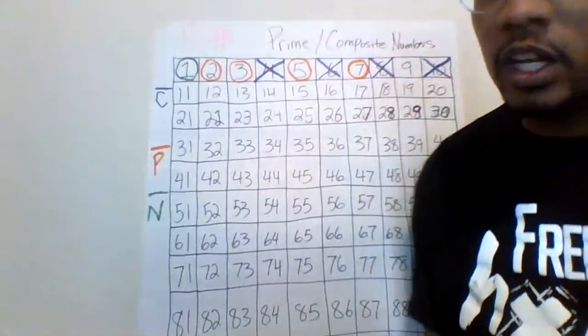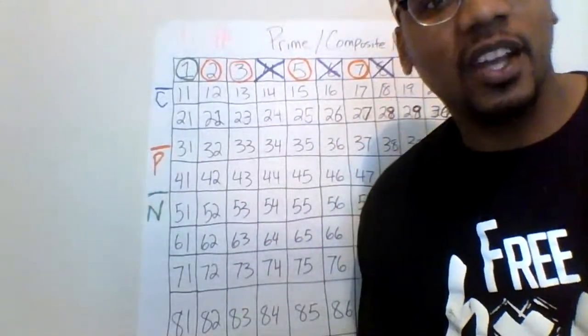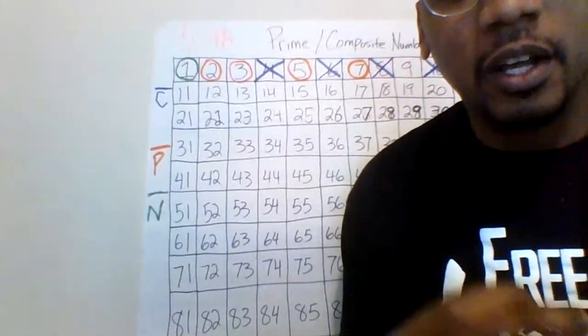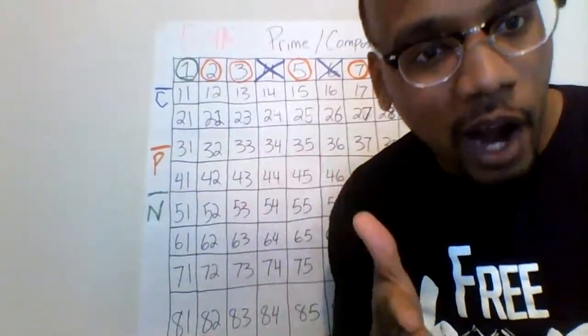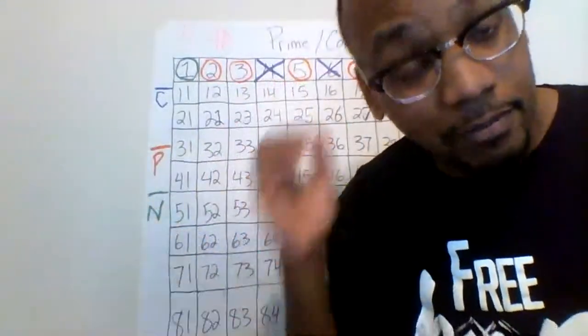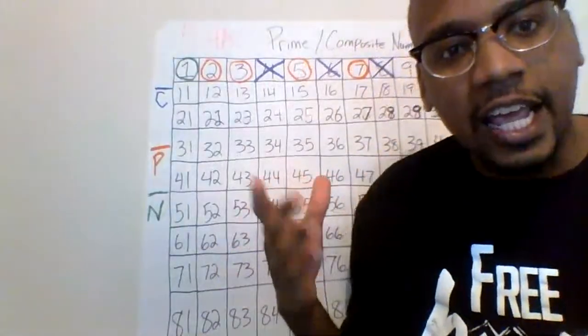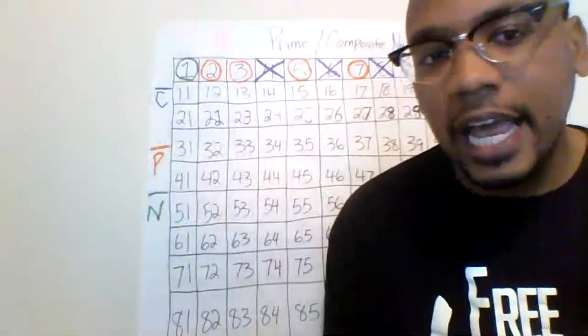All right, so look at the number 9. Number 9 is tricky. Most people think that prime numbers are odd and composite numbers are even. That's not true. Prime and composite does not equal even and odd. It's not the same thing.